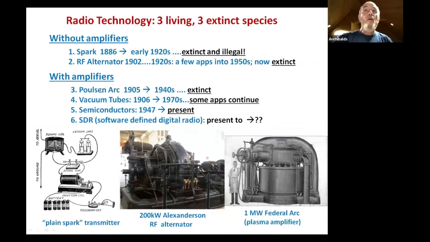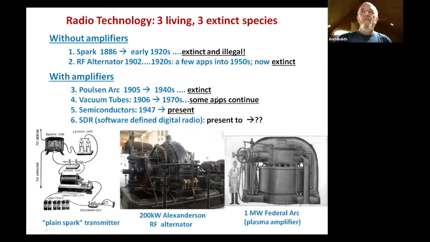The Poulsen arc had an amplifier, and if you look at the picture, it's the one down in the lower right corner. They were also enormous. In the middle is an Alexanderson alternator, and you can tell its size by the four brass gauges used to see how it was running. So this didn't come with a belt clip.